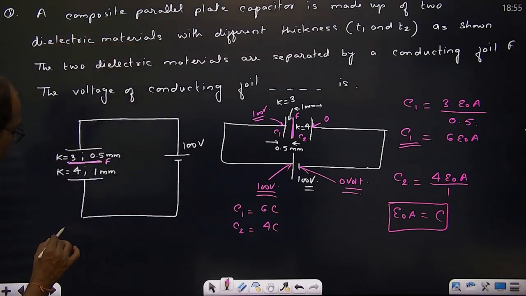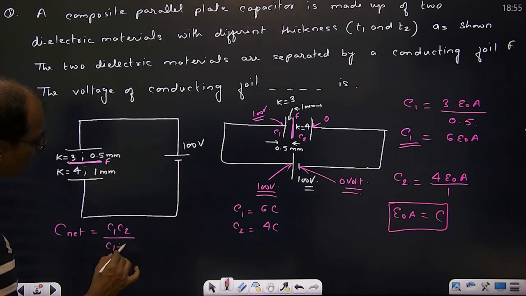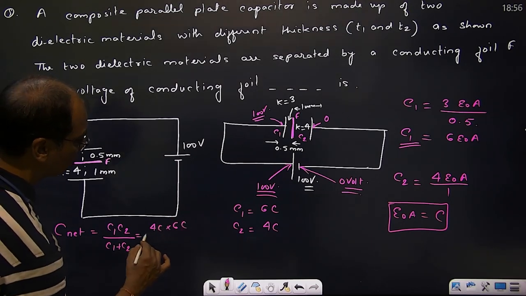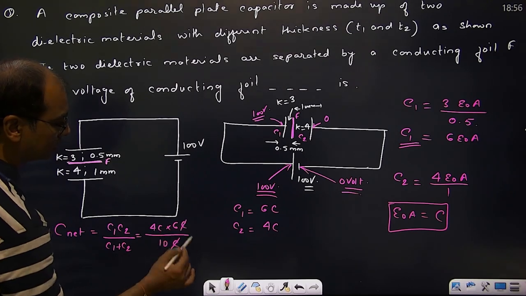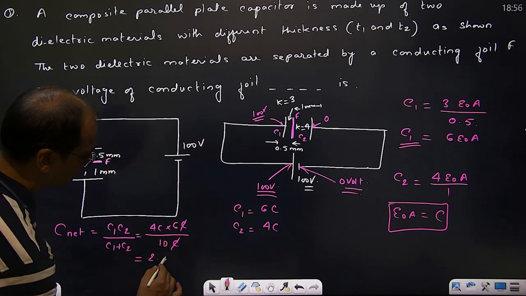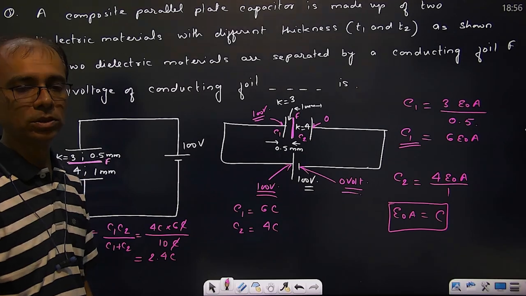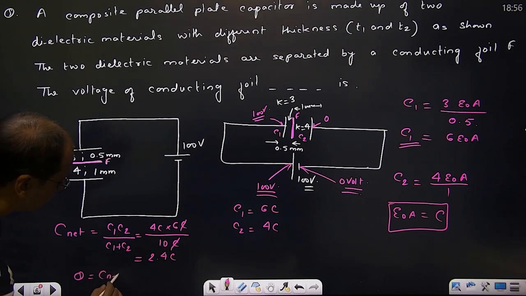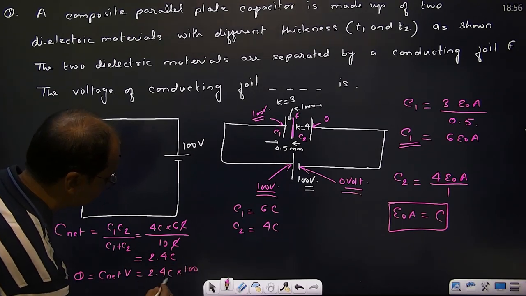So what is net capacitance here? In series connection, how to find it? C1 C2 by C1 plus C2. So 4C into 6C by 10C. I added them. This cancelled. 24 by 10, that is 2.4C. Done. Net capacitance we got. Now what can we get? Charge. Charge is Q equal to CV. So net charge is C net into V, that is 2.4C into 100. That means 240C.